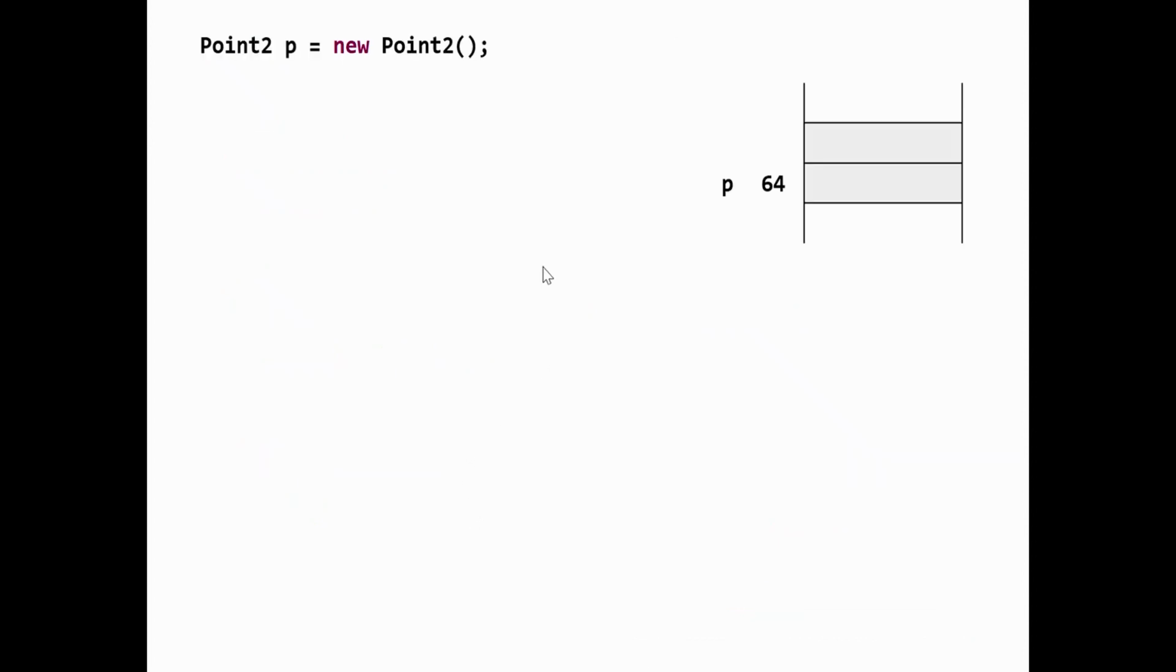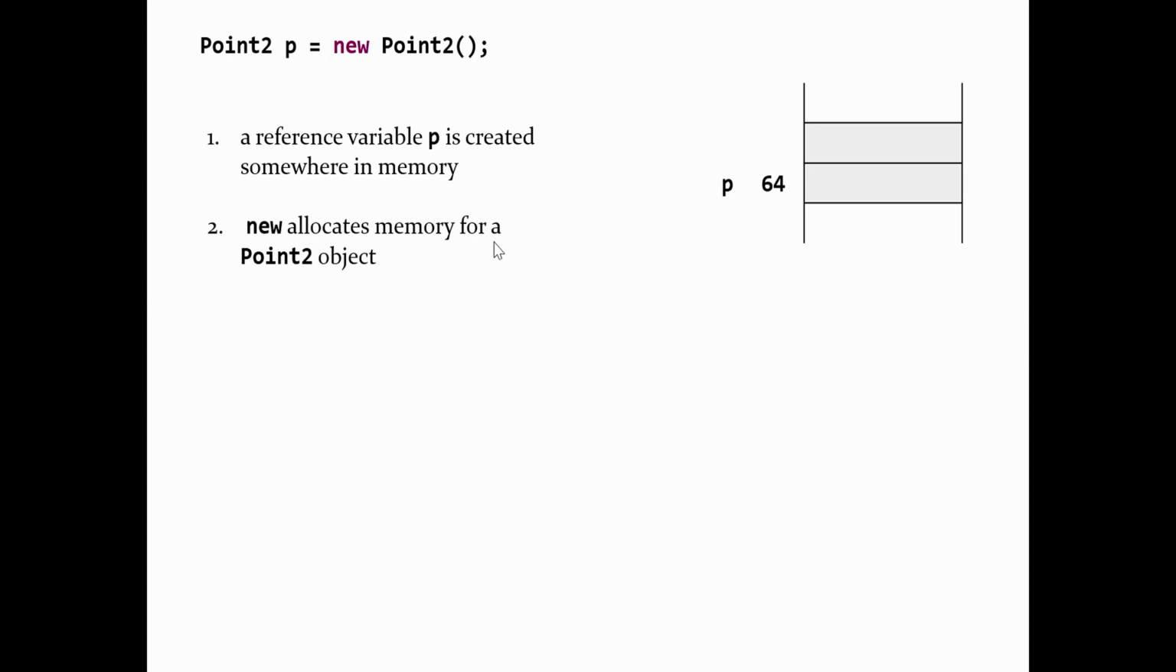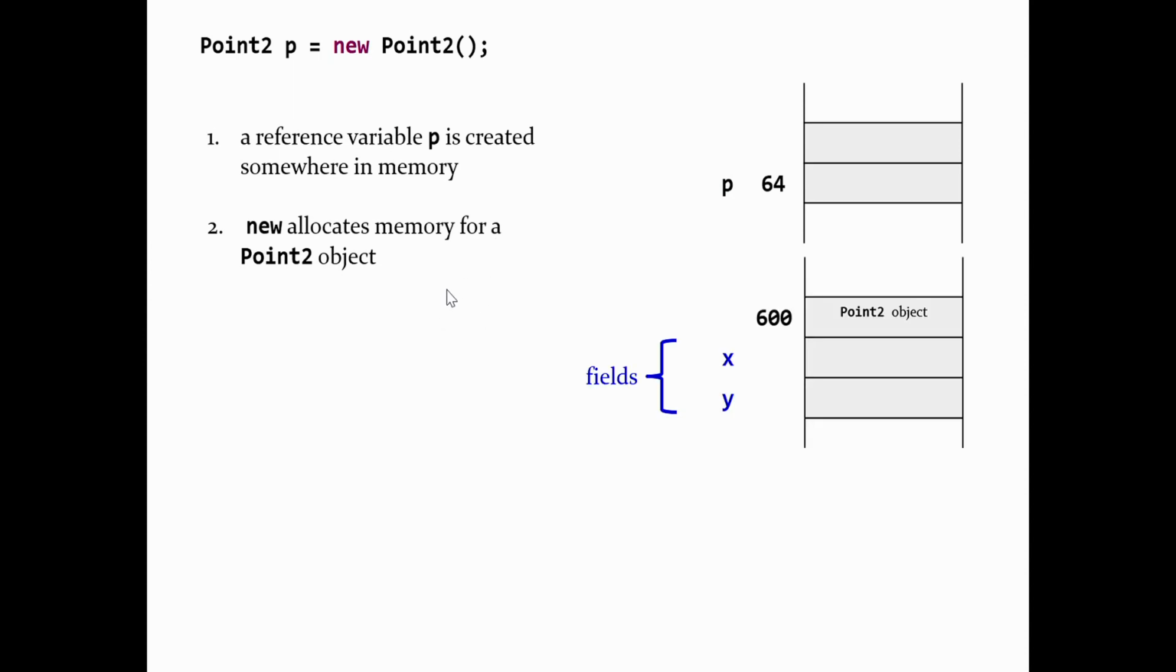So this is a picture of what happens. I make a Point2 object using new and calling a constructor. There's my variable p, Point2 p, sitting in memory somewhere. A reference variable called p is created somewhere in memory. New allocates memory for that Point2 object, so a Point2 object appears somewhere in memory. It can appear anywhere, as long as where it appears is empty.